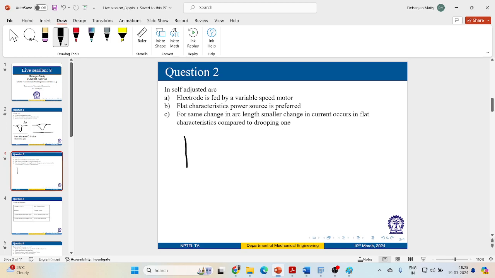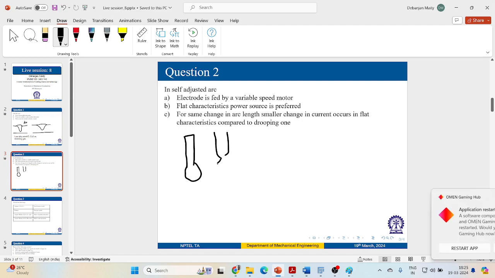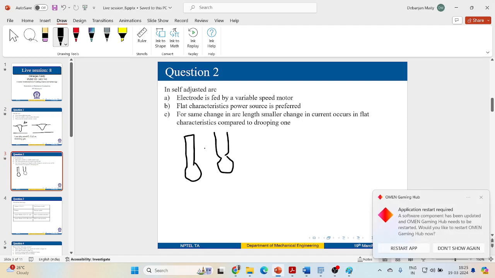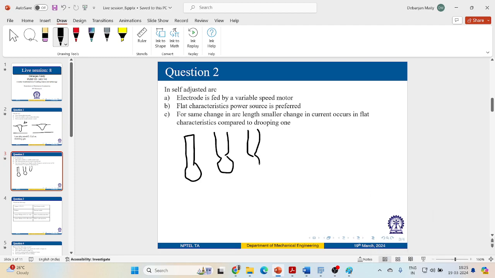Initially, this is my electrode, my globules are forming, then it will make something like this, and my area will be much less, right? And then there will be detachment of my globules. So that's how it will happen.